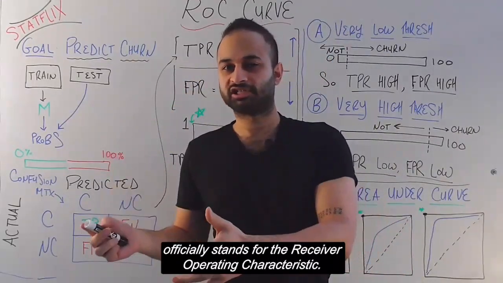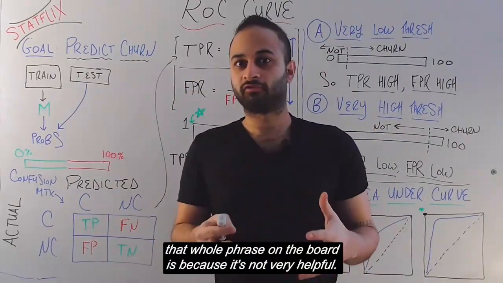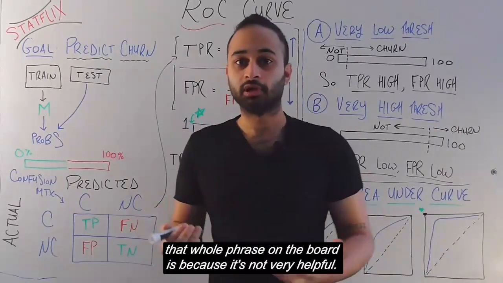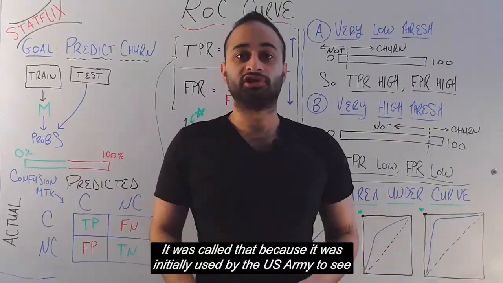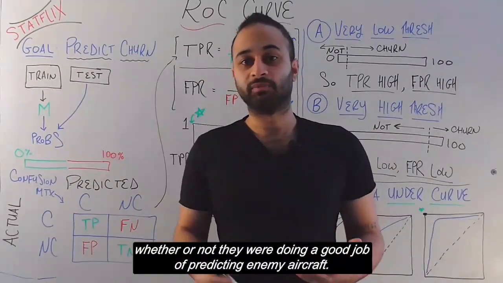Today we're going to be talking about the ROC curve, which officially stands for the receiver operating characteristic. The reason I didn't write that whole phrase on the board is because it's not very helpful. Just a quick history lesson, it was called that because it was initially used by the US Army to see whether or not they were doing a good job of predicting enemy aircraft.